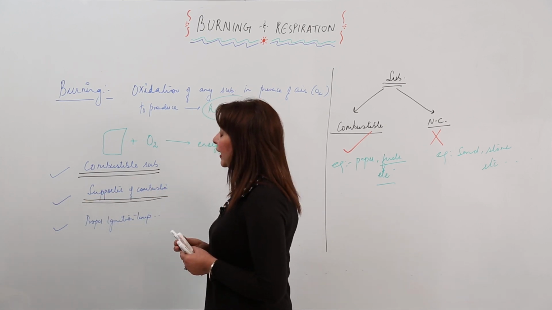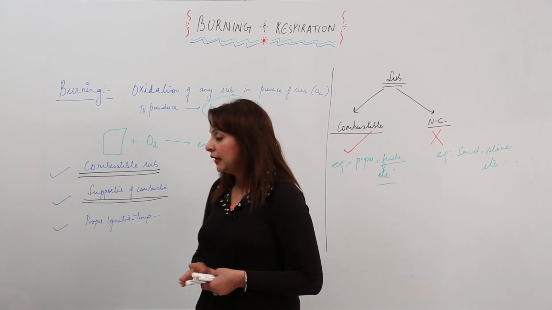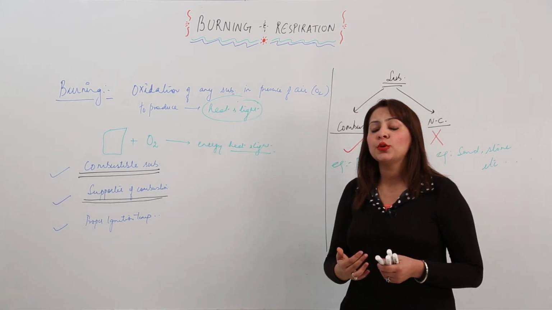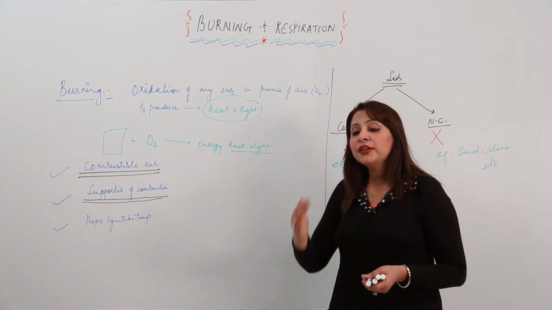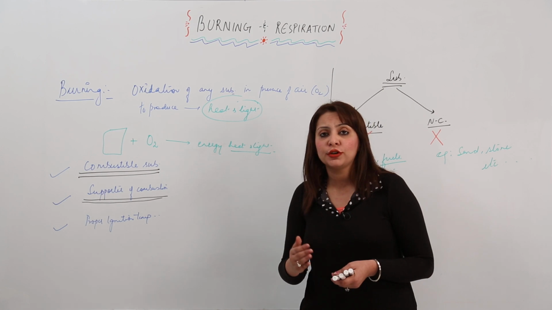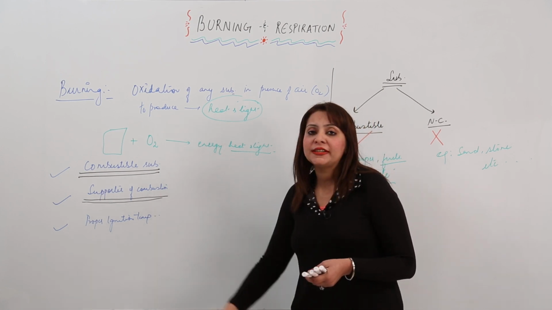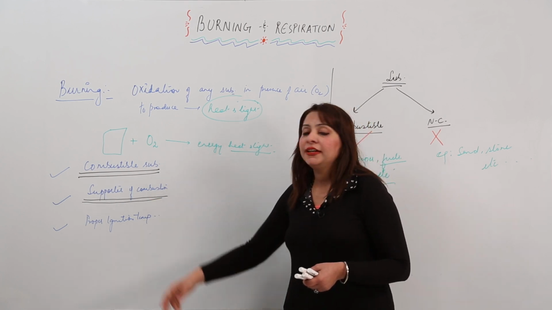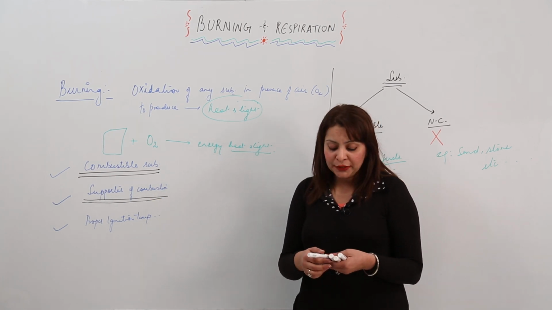So the second criteria is supporter of combustion. That means we need a gas which can allow the oxidation to occur, or you can say it is the main cause to carry out the oxidation. If it won't be present, then the substance will not catch fire. So the second criteria is that there should be a supporter of combustion, right?